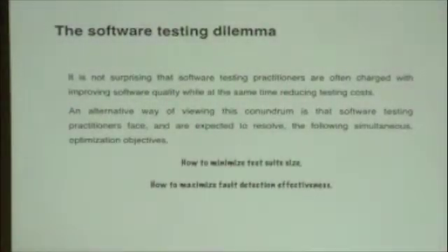We want to minimize test set size because that impacts cost. The smaller the size of the test suites, the cheaper it is to test. But at the same time, you want to maximize what I term fault detection effectiveness, right? And if you want to know more about fault detection effectiveness, that's a topic that is very prevalent in the software engineering research community, and we can talk more about that later.